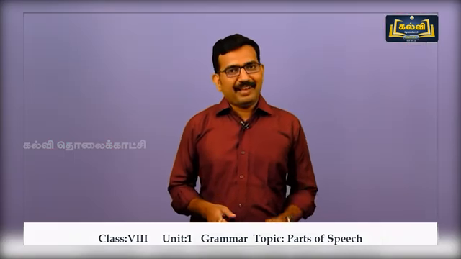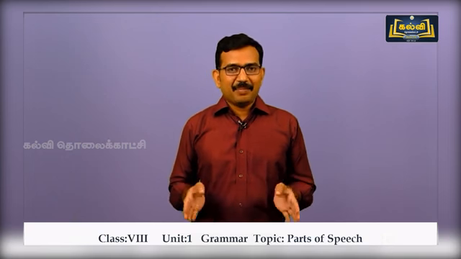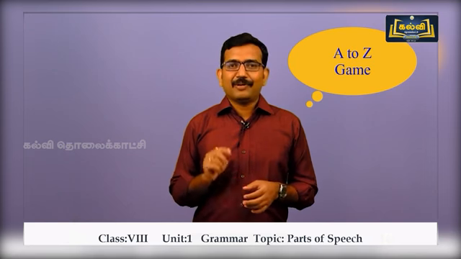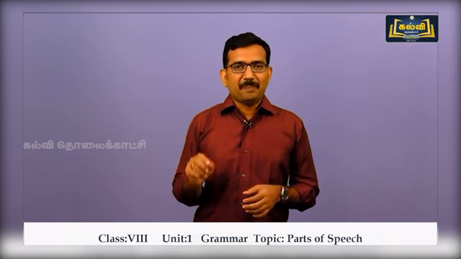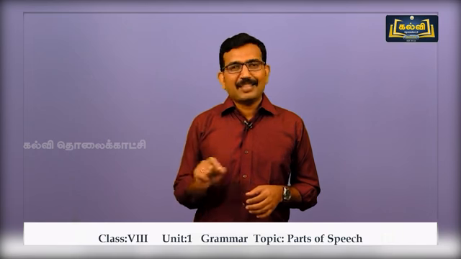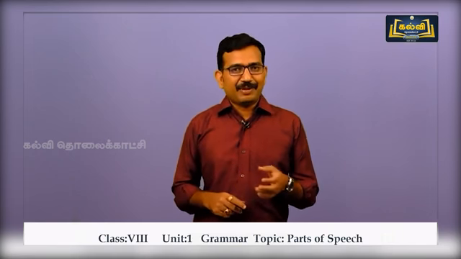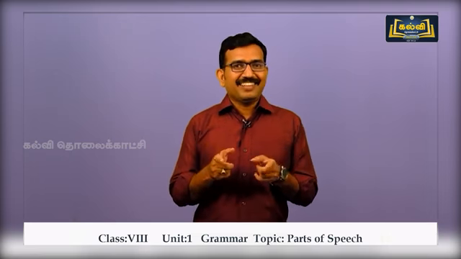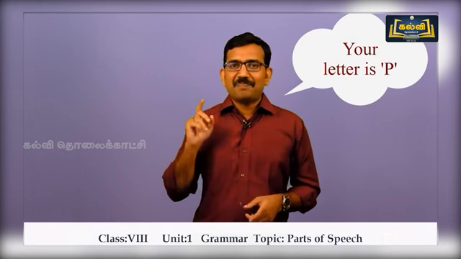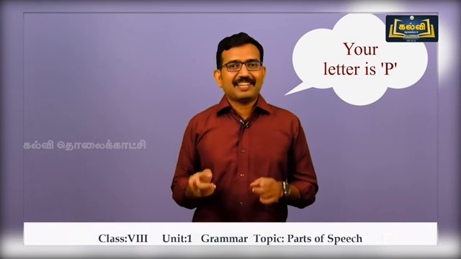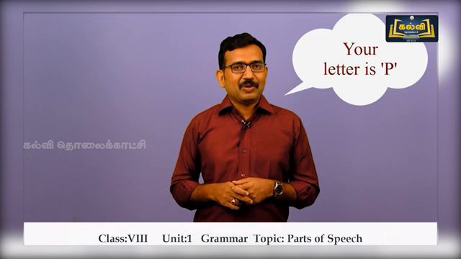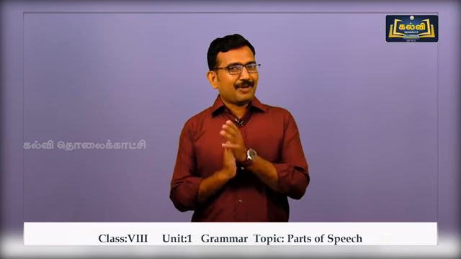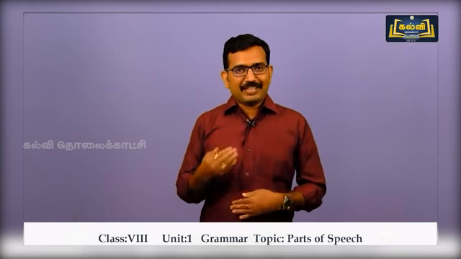So we are going to play a game. The game's name is A to Z. I'm going to give you a letter and you're going to write a name of a person, place, animal and thing starting with the same letter. Shall we play that? Are you ready for that? Okay, let me start. A, B, C, D. Oh, okay, your letter is P. Write down the name of your person, place, animal and thing starting with P. Who has completed this? Yes, those who have completed, get a big round of applause. Very good. Let's move on to the next part of speech.